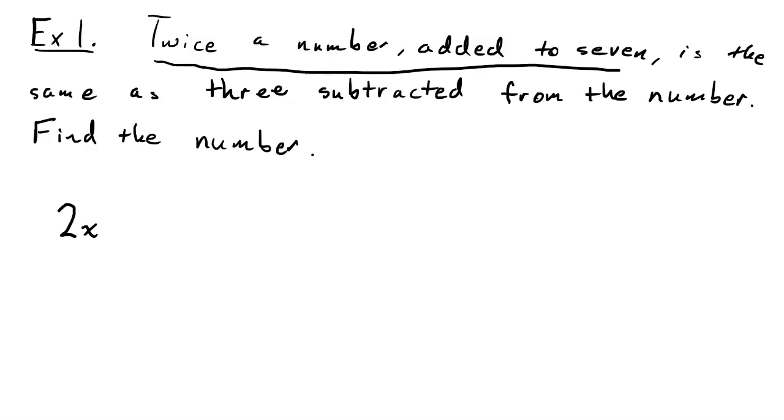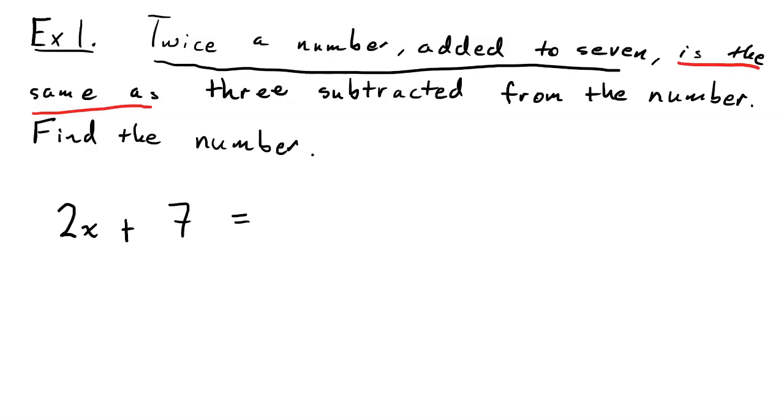So this comma basically tells you to just write twice a number alone and then add 7. If it would have said twice a number added to 7 without the comma, it would say something like (7 plus x) times 2. So this is going to be 2x plus 7. Now, they have this phrase right here, is the same as. So this phrase is going to tell us to write down an equal sign.